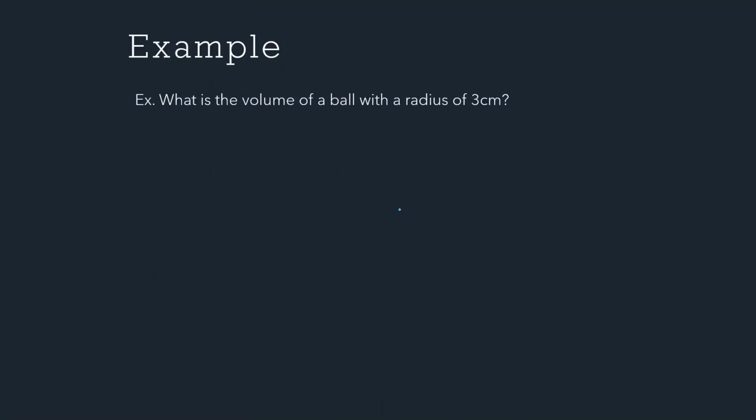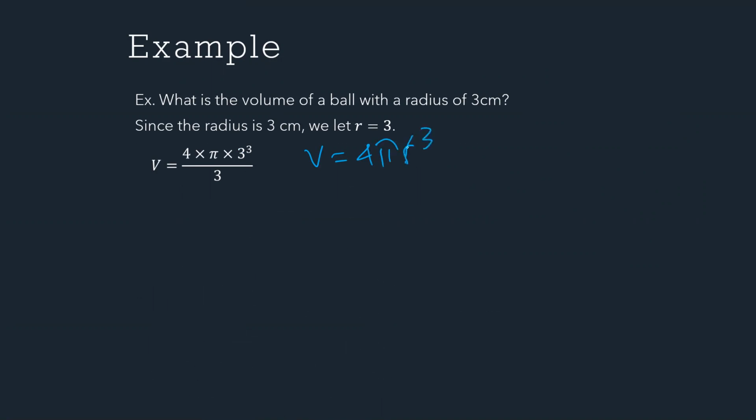So let's look at an example here. What's the volume of a ball with a radius of 3 centimeters? So if the radius is 3 centimeters, we let r equal 3. And what we're going to do is simply take our formula, and instead of writing 4 times pi times radius cubed, and divided by 3, we're just going to replace the radius right here with 3.